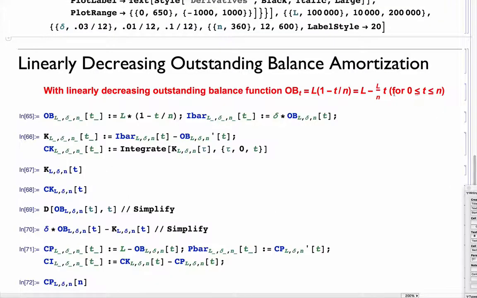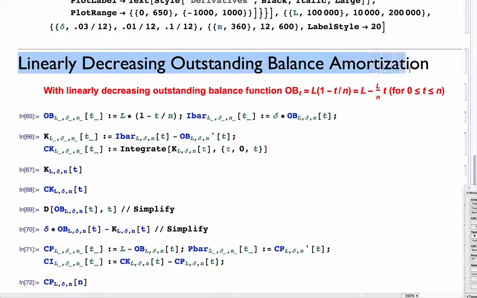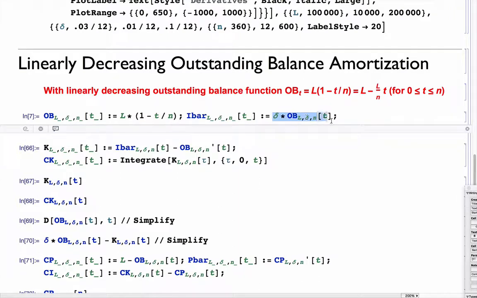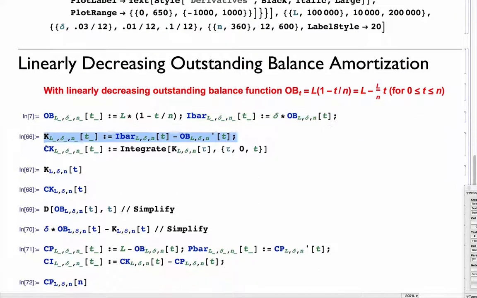Let's also spend a little time illustrating these functions in this not typical context where you're assuming OB is a linear decreasing function. So I'm going ahead and entering OB right there, and I'm finding I bar with this equation. K, the rate of payment, I'm going to essentially use that differential equation, and I'm going to integrate it to find CK.